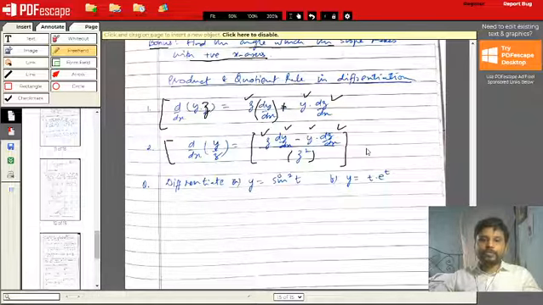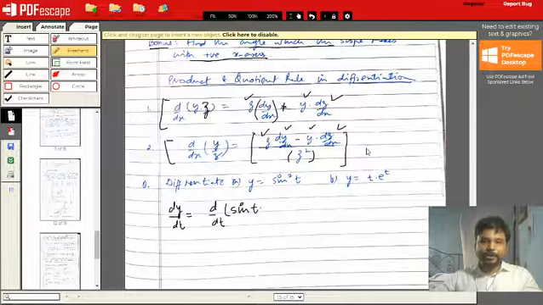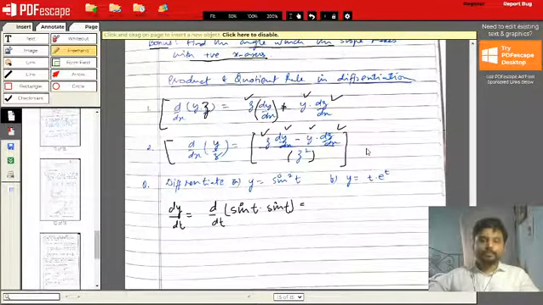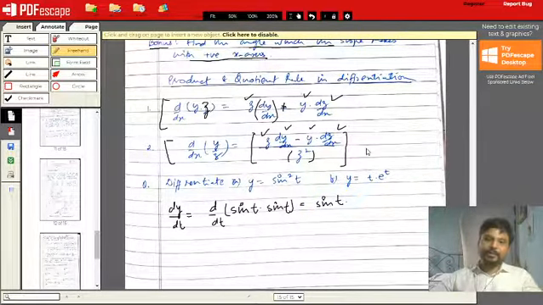Let us differentiate sine square t. So d by dt of sine square t. Sine square t can be written as sine t into sine t, so that we can use the product rule. Let us keep one sine t outside and differentiate the other.